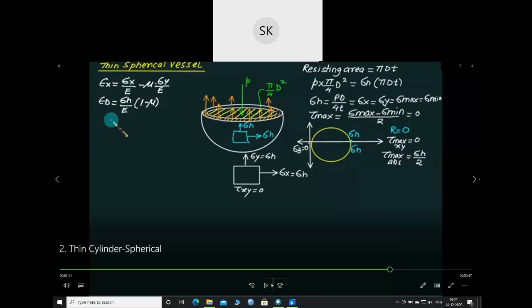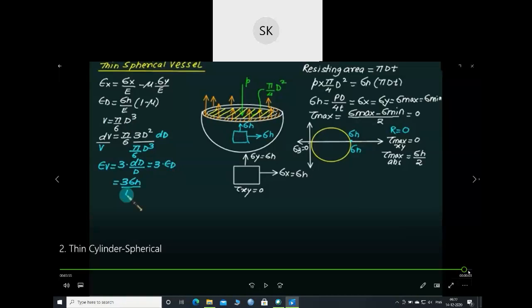Now they have shown the volume part. What will be the change in volume? This is the change in volume formula, but it is not required now. But you should know how much change there will be in the volume for this kind of section. The main part is your hoop stress and longitudinal stress. So this is about the spherical vessel.